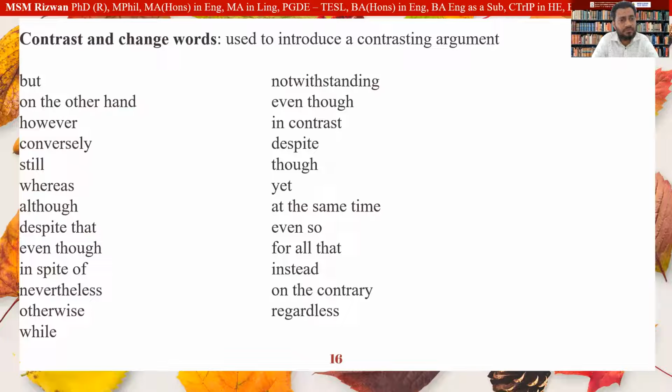But on the other hand, however, conversely, still, whereas, although, despite that, even though, in spite of, nevertheless, otherwise, while, notwithstanding, even though, in contrast, despite, though, yet, at the same time, even so, for all that, instead, on the contrary, regardless.